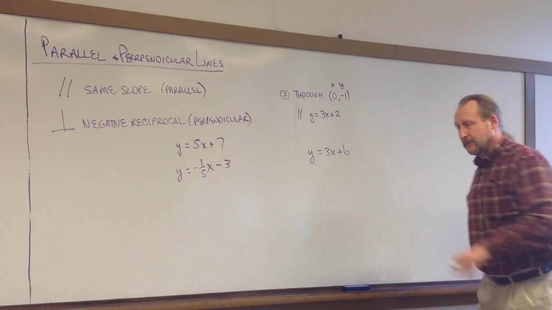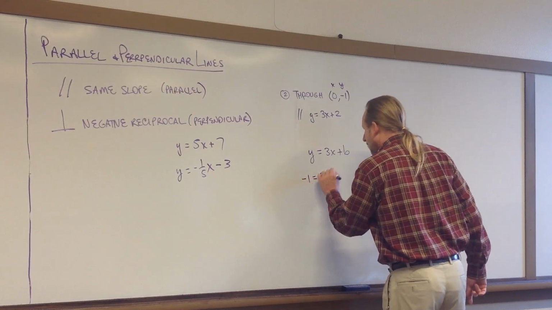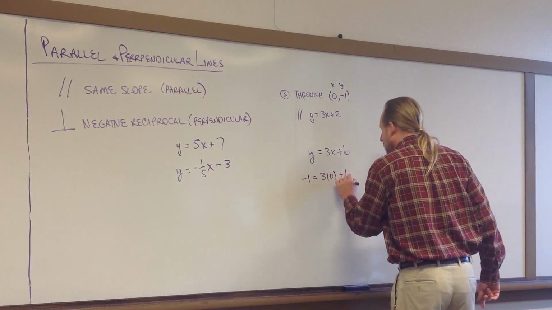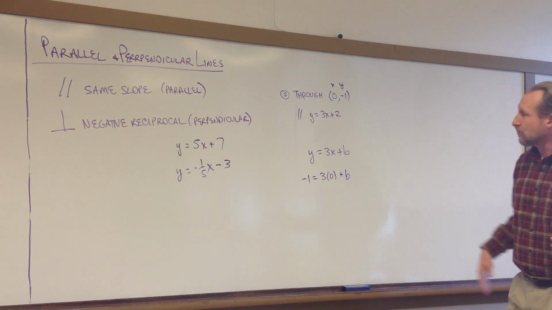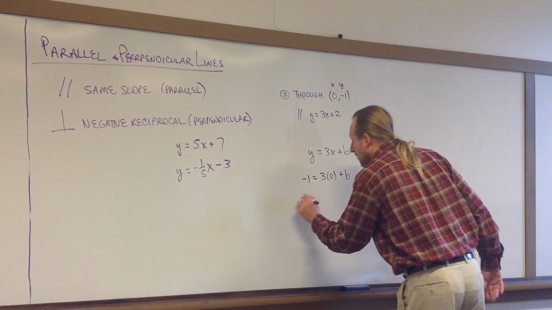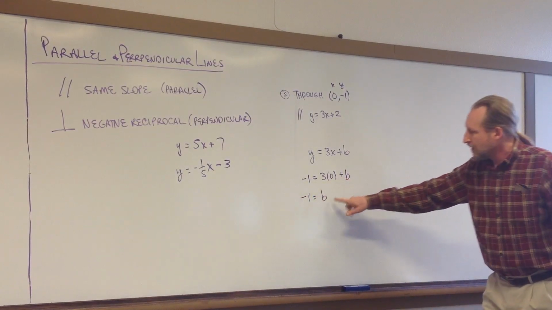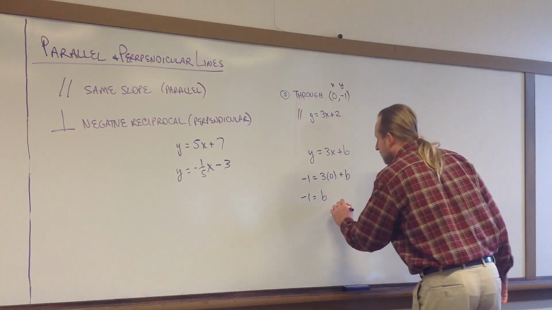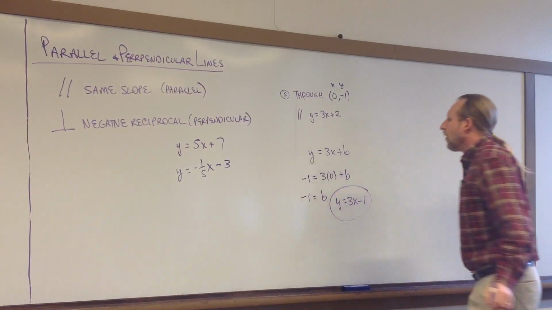I'll draw a graph of this in just a minute. The y is -1, the x is 0. In fact, this problem gives you the y-intercept as -1. We don't really have to calculate here, because this is (0, b), so b equals -1. So our answer is y equals 3x minus 1.